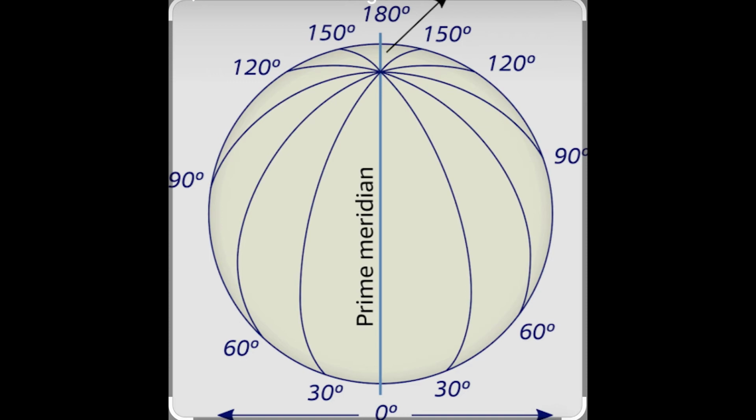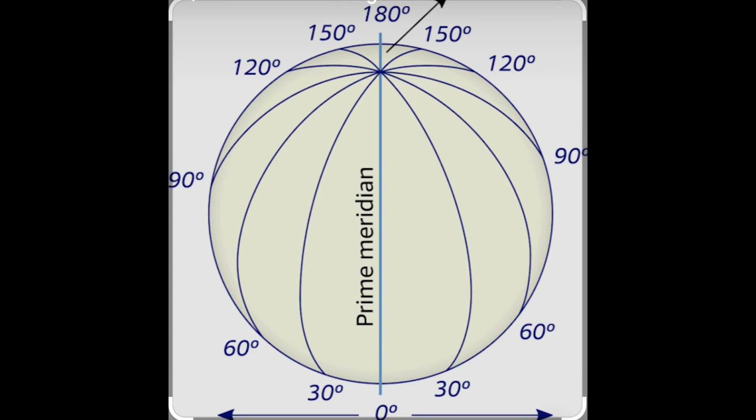Now in the image you can see the words prime meridian. So what is this prime meridian? All the countries decided that the count should begin from the particular meridian which passes through Greenwich. So the meridian which passes through Greenwich is called the prime meridian. Next topic is longitude and time.